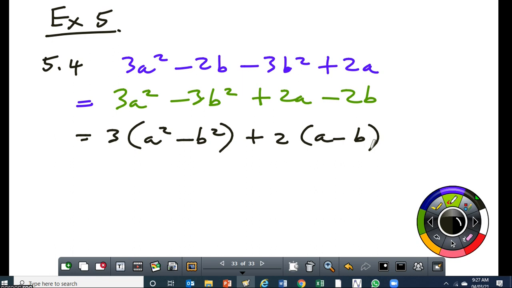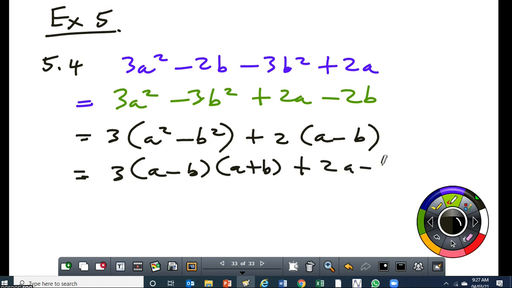Okay? Now, the good thing is, this a minus b is a factor of a squared minus b squared. So I'm going to factorize by a difference of 2 squares. So if I do that, I'll get 3 times a minus b times a plus b plus 2 times a minus b. Okay? Now, if you look at it, you find that this factor, sorry, I wrote it the other way. My 2 is outside. Okay?